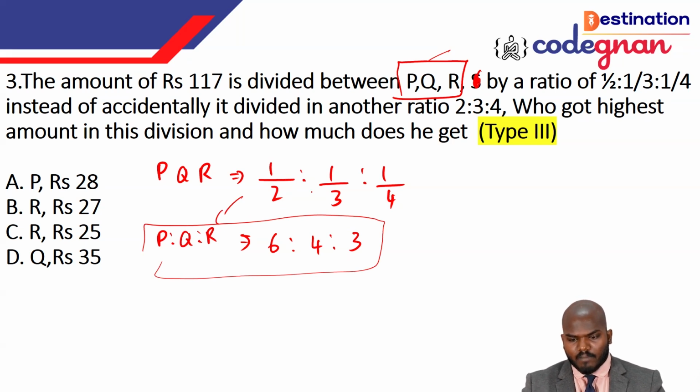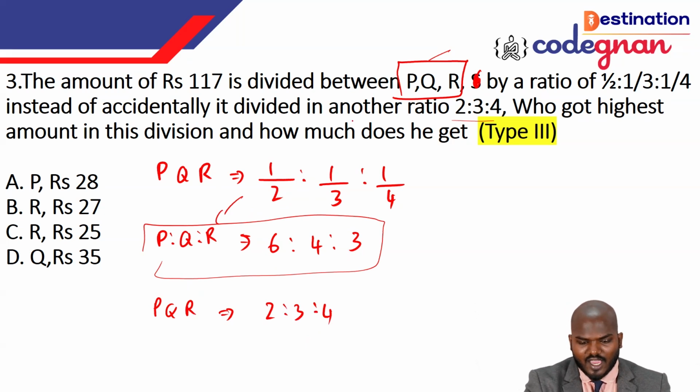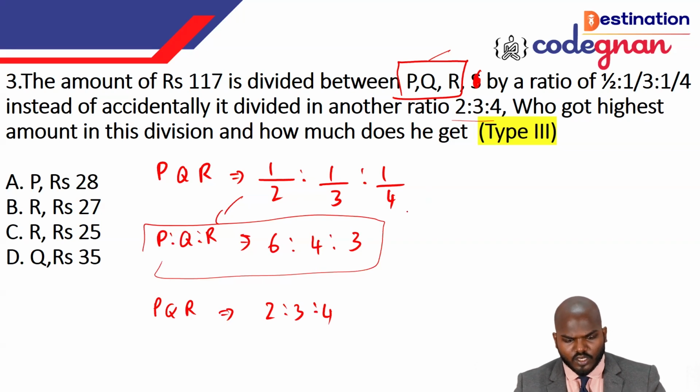But the new number, that is the wrong ratio, they have accidentally made. Instead of 6:4:3, they made P:Q:R as 2:3:4. Okay, so now you just want to calculate the exact value. The wrong division is what, and the correct division is what, you need to find out.